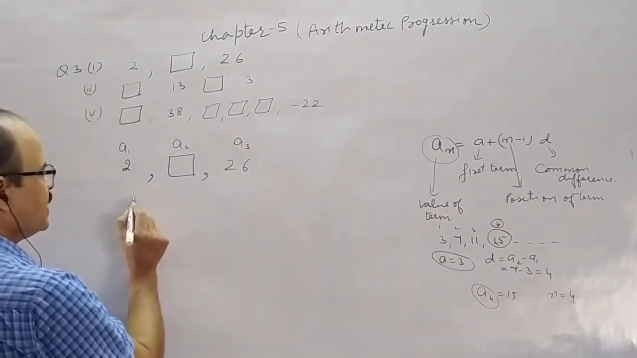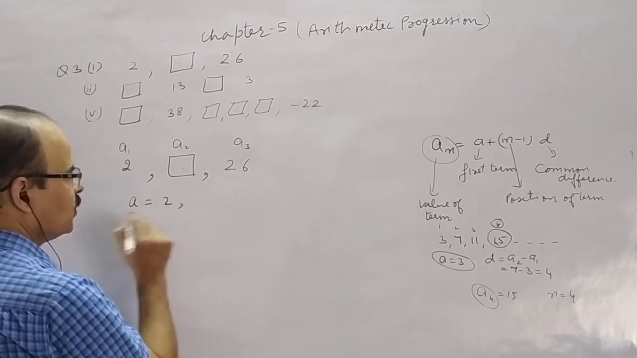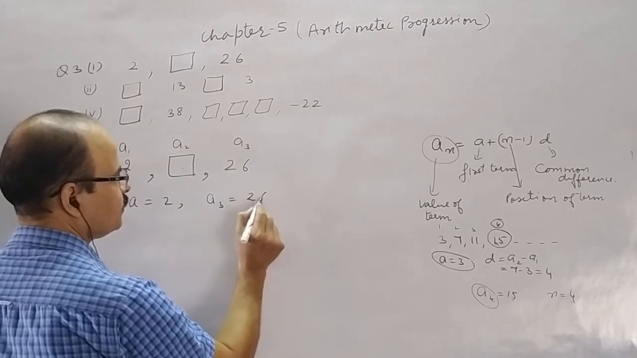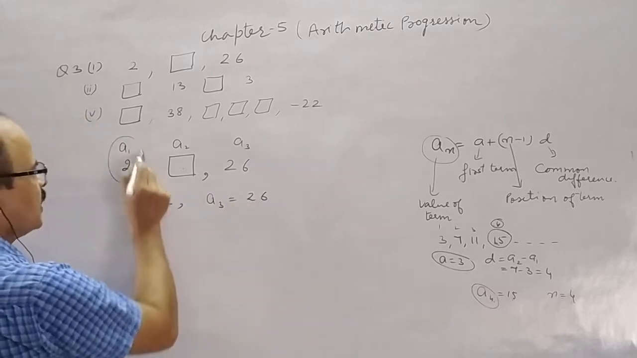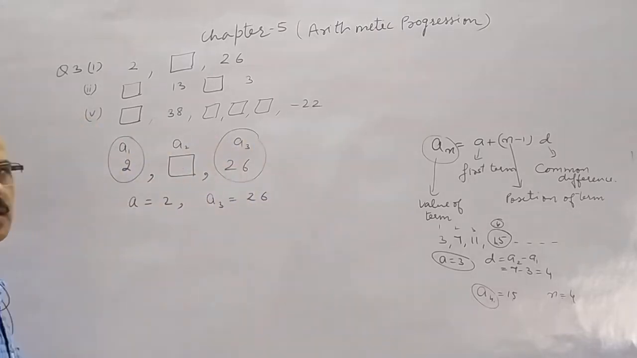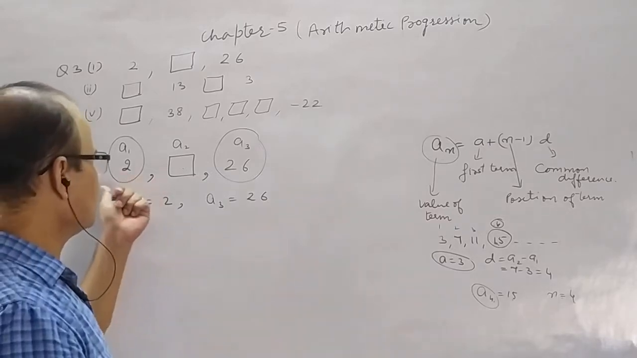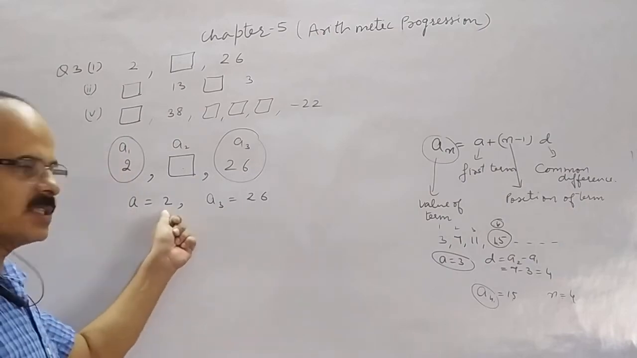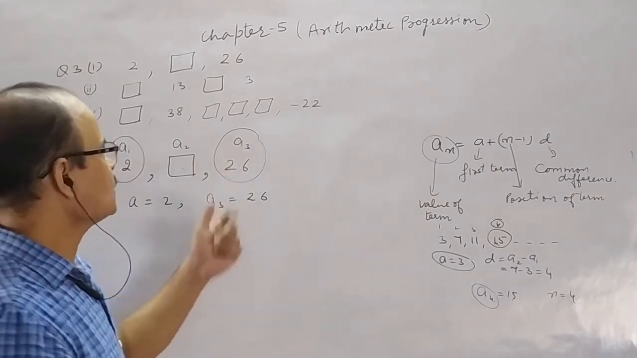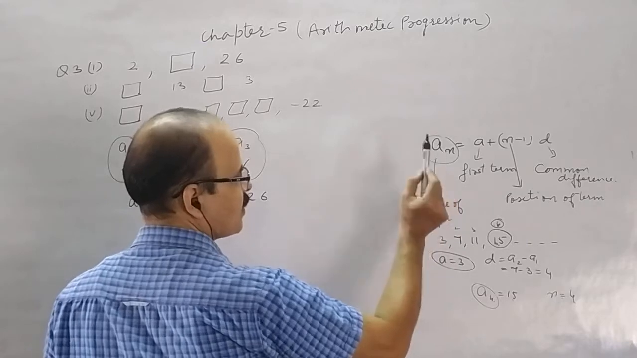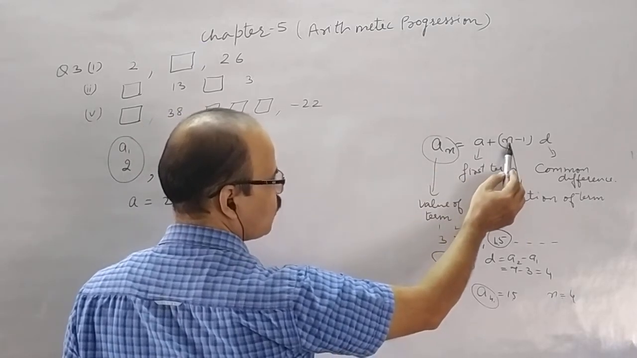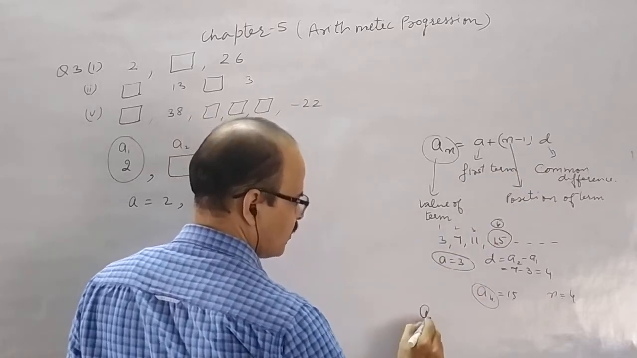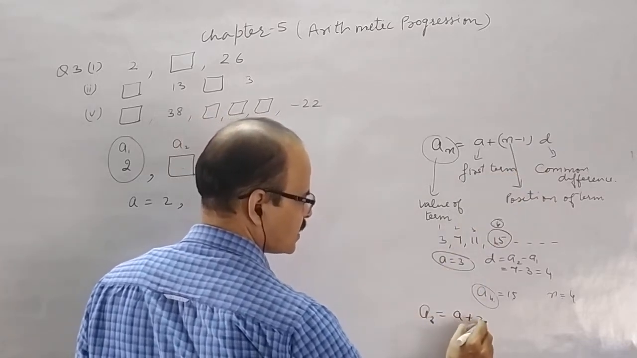And in this case A is 2, because A is called the first term. And we are given the third term. These 2 results are given, one is A1 and the other is A3. From these 2 results we can get the value of A and D. So A is the first term, so the first term is 2. For A3, apply this formula of the general term. Now if I put 3 in place of N, I will get A plus 2D. A3 will be equal to A plus 2D.